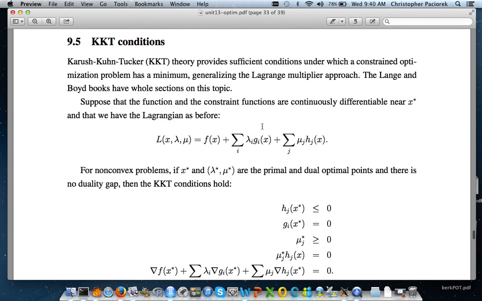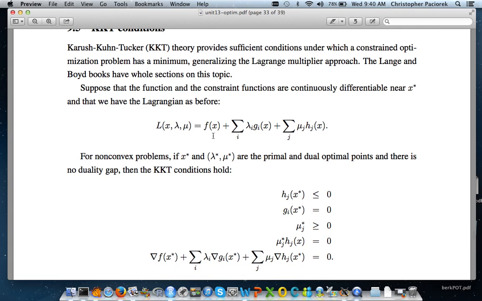Okay, and then the other aspect that goes along with this issue of the dual problem is what are called the Karush-Kuhn-Tucker conditions. This basically gives you conditions under which you can be assured that you have a solution, a minimum, for a constrained optimization problem, and gives you conditions for whether or not some candidate x is actually a minimum.